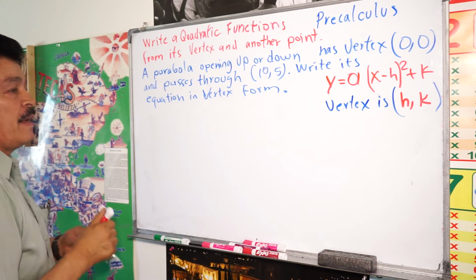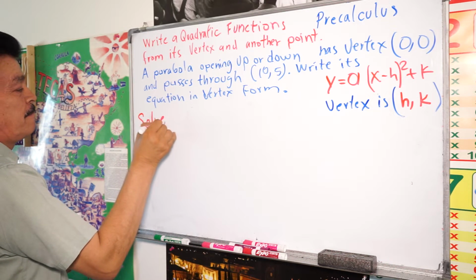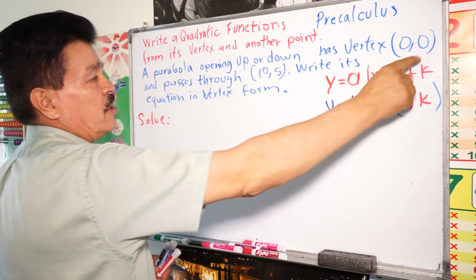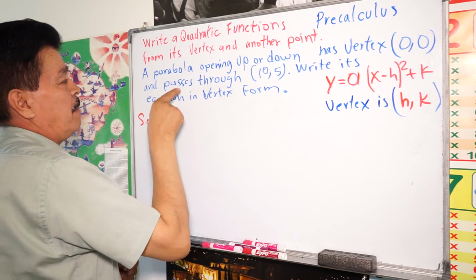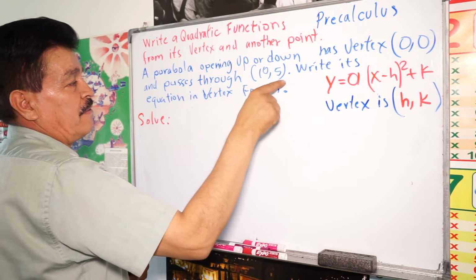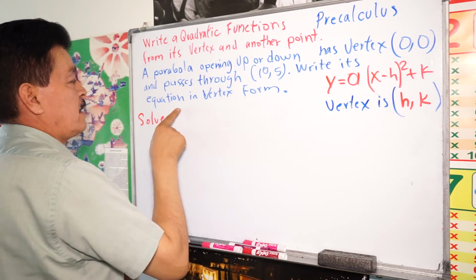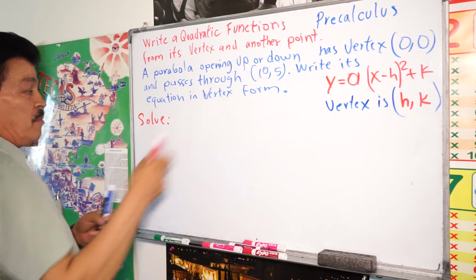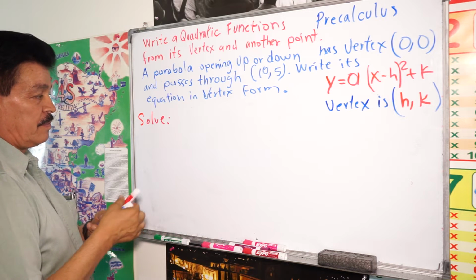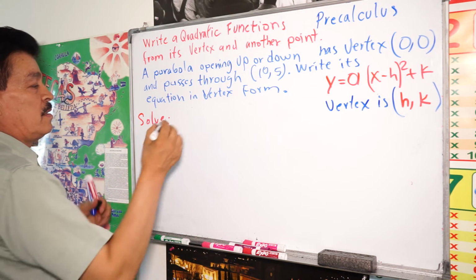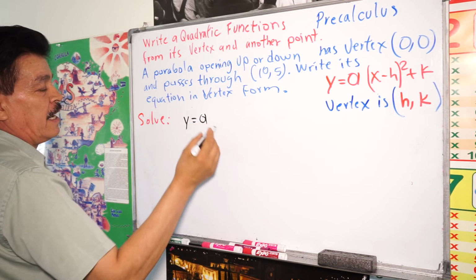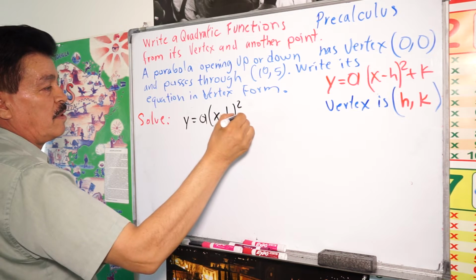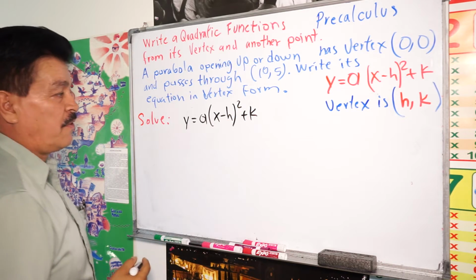Okay, next step, solve. A parabola opens up or down, has a vertex (0, 0), and passes through (10, 5). Write its equation in vertex form. So that formula is y equals a times (x minus h) to the second power plus k. Right? That's the first step.